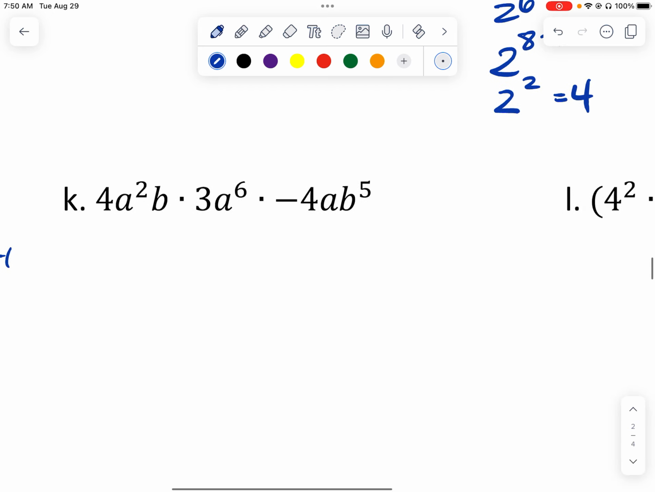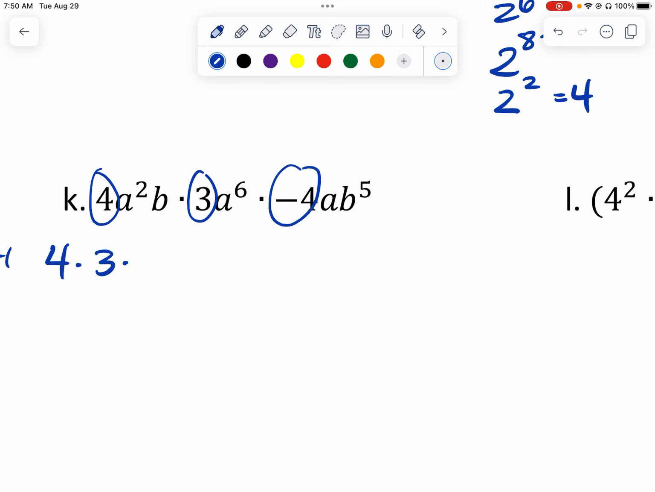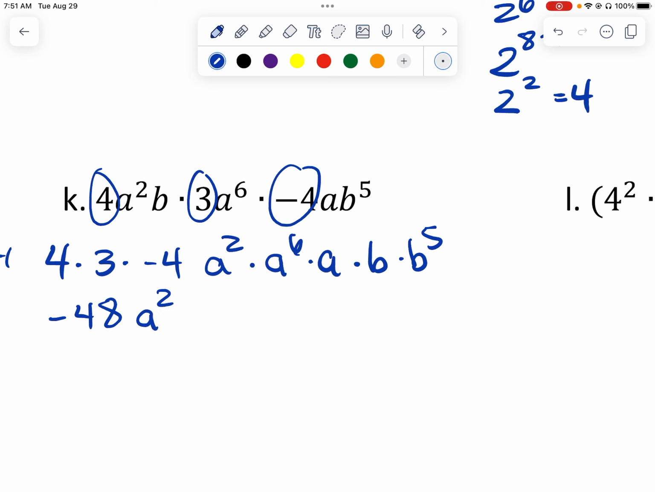Here, coefficients. This is multiplication, so 4 times 3 times -4. Then I have a squared, a to the 6th, and a to the 1st. I have b, and I have b to the 5th. So that would get me -48. I would add my exponents. So I would get negative 48, a to the 9th, b to the 6th.